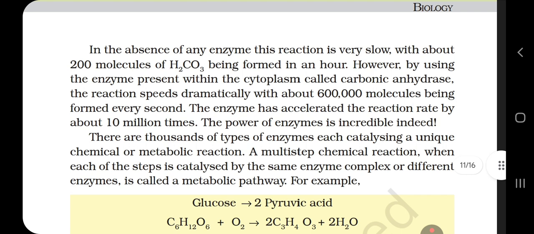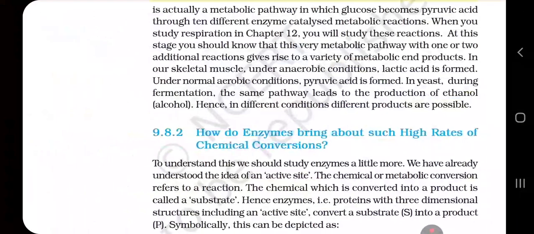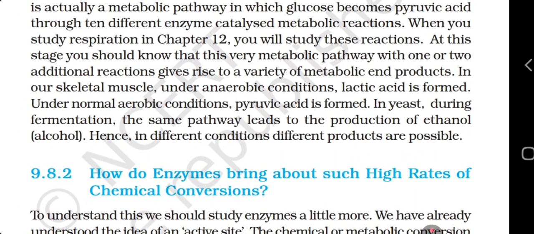A multi-step chemical reaction, when each of the steps is catalyzed by the same enzyme complex or different enzymes, is called a metabolic pathway. For example, glucose gives 2 pyruvic acid, that is, if we add O2 to the glucose, it gives 2 pyruvic acid molecules plus 2 molecules of H2O. This is actually a metabolic pathway in which glucose becomes pyruvic acid through 10 different enzyme-catalyzed metabolic reactions. When you study respiration in Chapter 12, you will study these reactions.